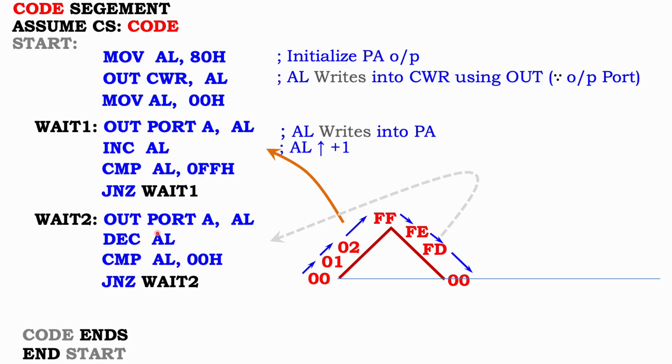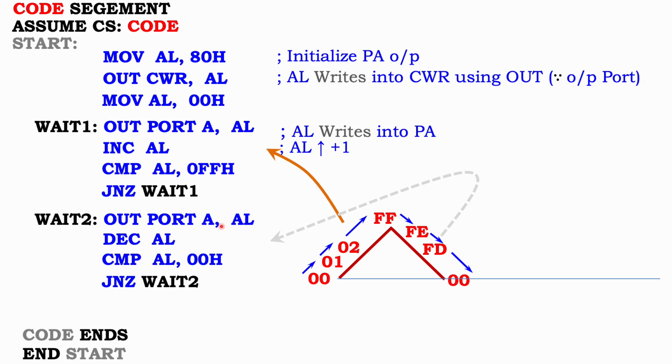See there, our output port is A, the accumulator is loaded to output port A. Next, we are decrementing the AL from where? After the first loop is over, what is the latest accumulator register value? FF, the peak value, the maximum value of our signal. So the maximum value of the signal is what? FF.